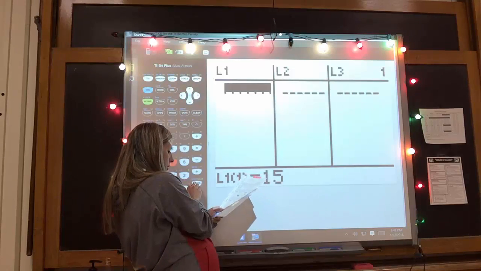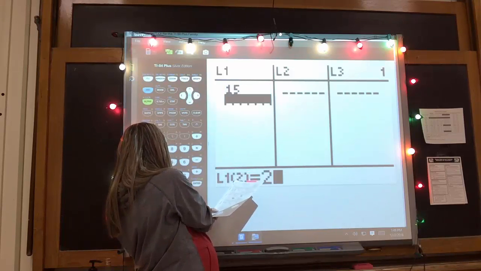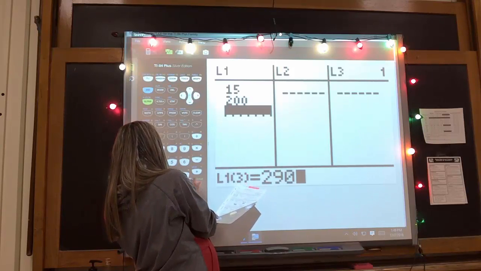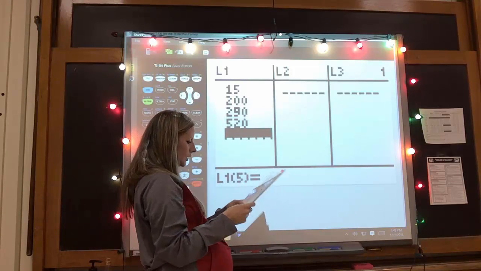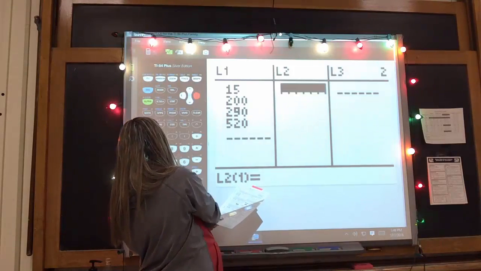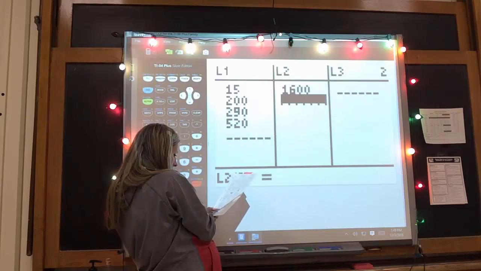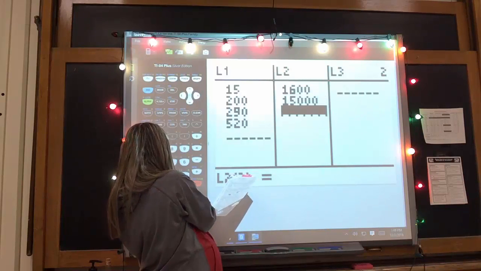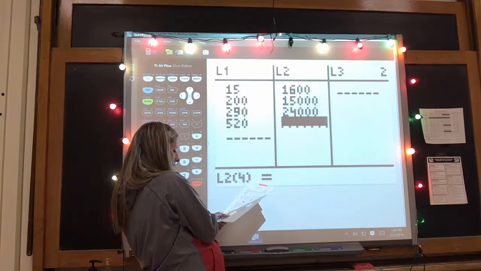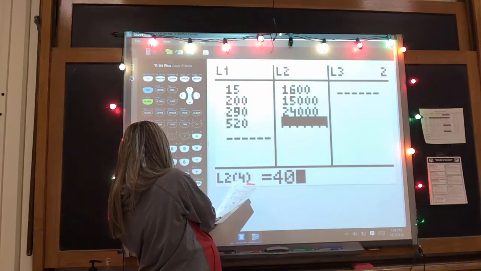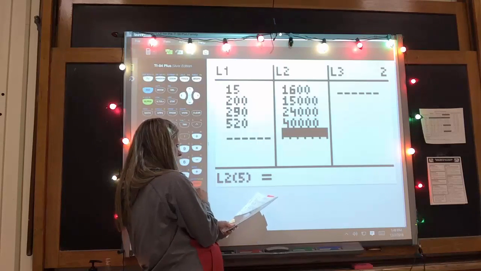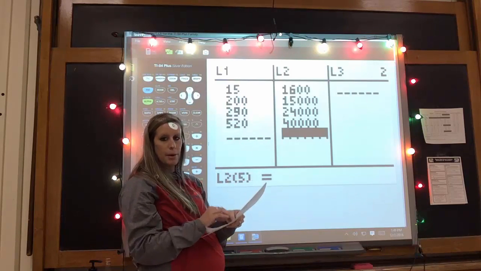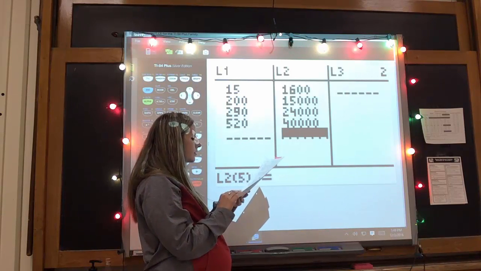So if you look at that table on your paper, we have 15, 200, 290, and 520. Okay, on our Y values, we have 1,600, 15,000, 24,000, and 40,000. Okay, like I said, this is the point where you make sure your table matches the table on your paper. So check it. Okay, it looks good.